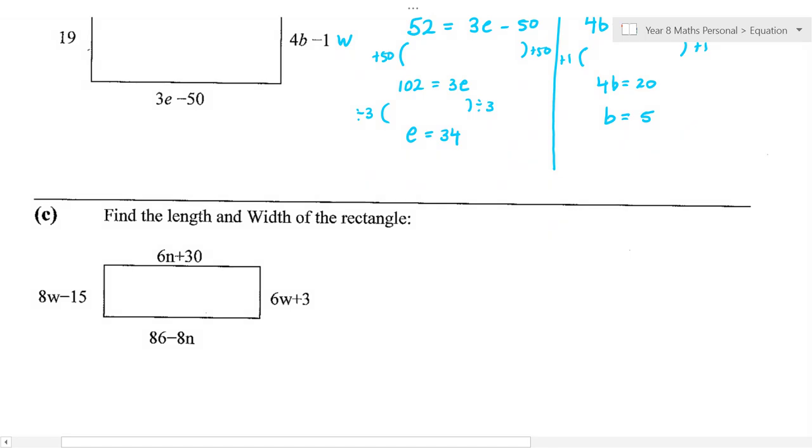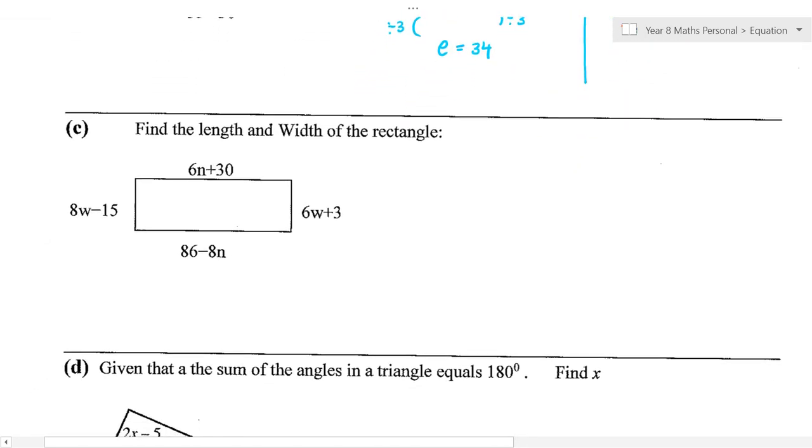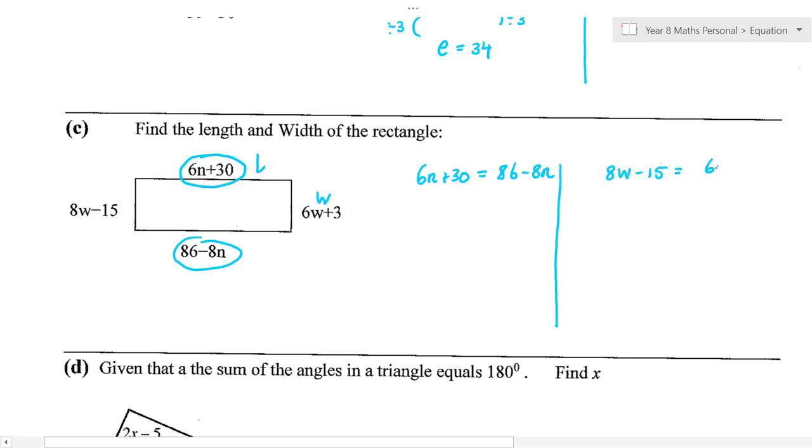Now it says find the length and the width of the rectangle. Now, remember that each of these are also equal. So we're going to have to frame two equations. So let's call this the length, and let's call this side the width. And we know that we've got 6n plus 30 must be equal to 86 minus 8n. That's when I equate the length. And the same thing, we've got 8w minus 15 is equal to 6w plus 3.